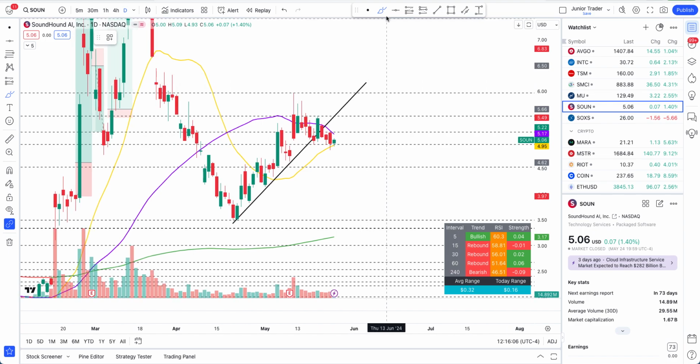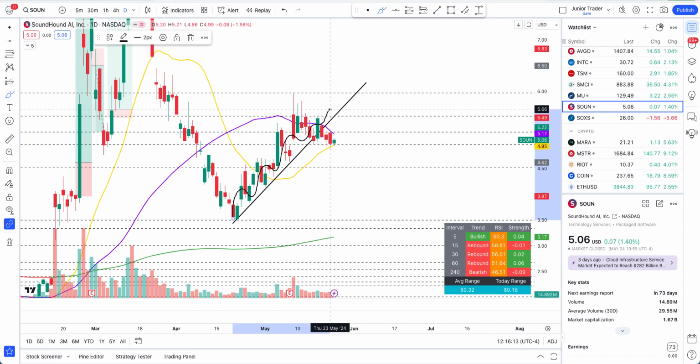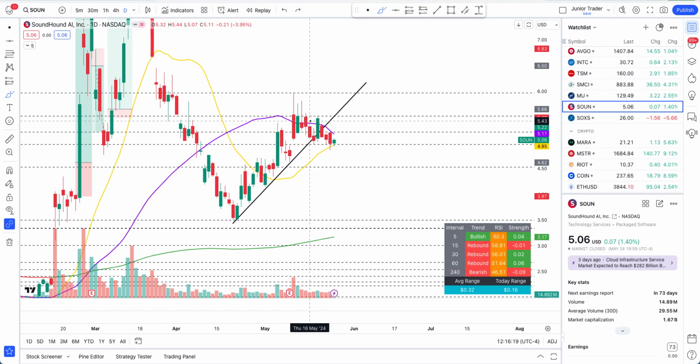All right, so let's begin. What we have been seeing is that Soundhound AI was holding this support zone, and lately it broke below that. So yes, it has lost that uptrend, and it is getting weak as well. In multiple days, it failed to continue higher, and lower lows and lower highs have started to form.